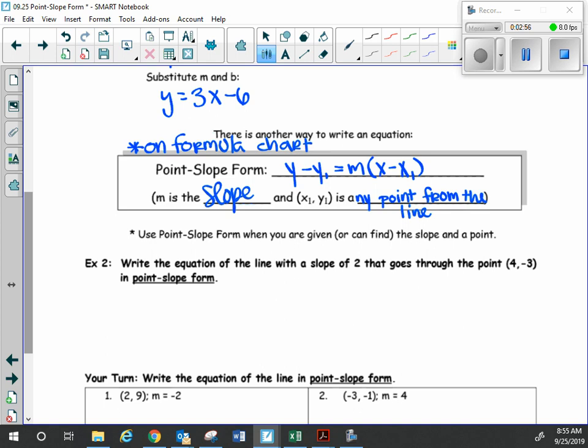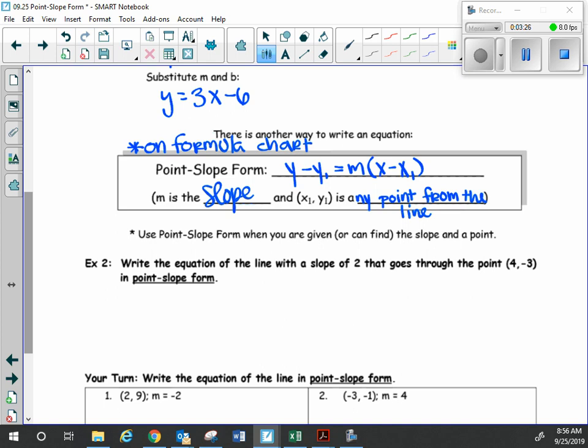So all of these questions that you guys have been doing where it says like the slope is 3 and it passes through 3, 3, right? Instead of trying to substitute and find b, you can just write it in point slope form. It's faster. Sometimes you'll have to move it back to slope intercept form, but it's a lot faster. Okay. So write the equation with a slope of 2 that goes through the point 4, -3.